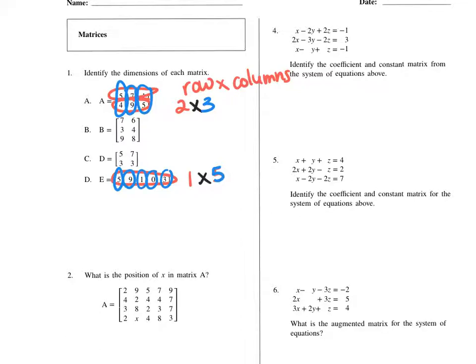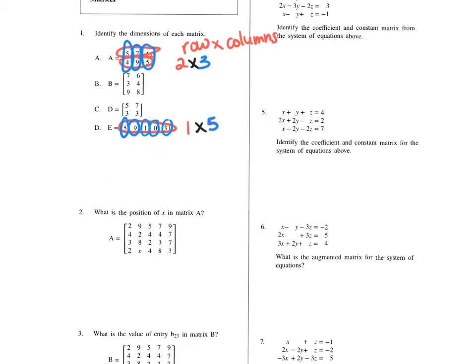Now, the other thing we talked about in matrices was what we call the position of the elements in the matrix. So if you look here in this matrix, for instance, let's go ahead and identify the dimensions again. It's a 1, 2, 3, 4 by 1, 2, 3, 4, 5. So this is a 4 by 5 matrix. And here I want you to identify what is the position of X.